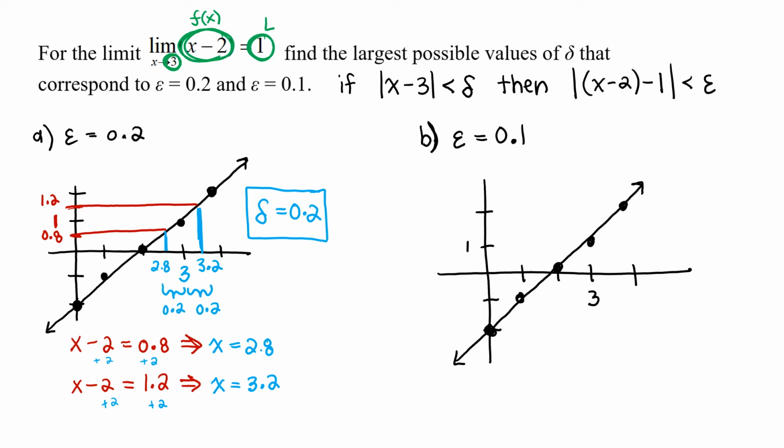Okay, so we're still centered at 1 for our error, but now our bound is 0.1. So we're looking at 1.1 and 0.9 for our bands. This is very much not drawn to scale. And we're trying to figure out what are the x values that will land us within those bands. Let me do a little bit of a better job drawing these bands here.